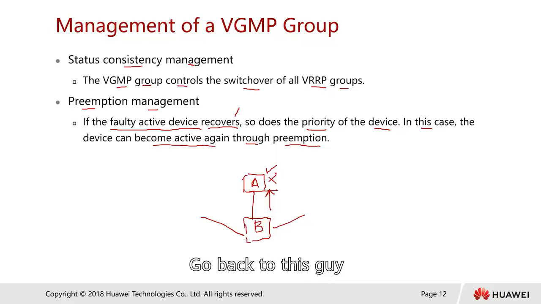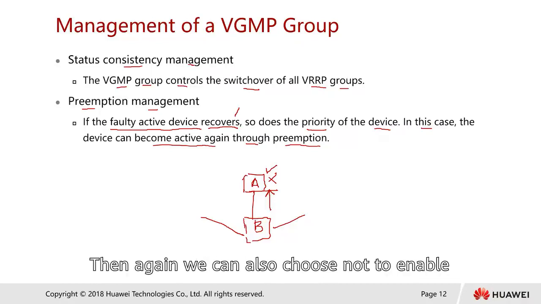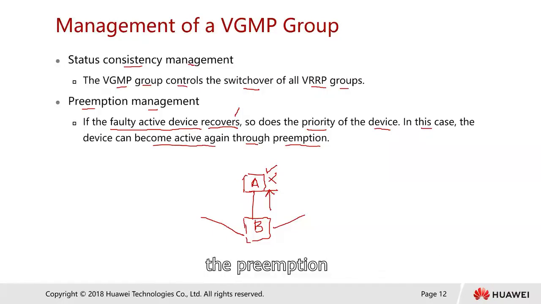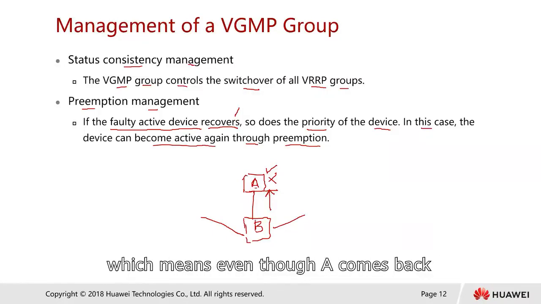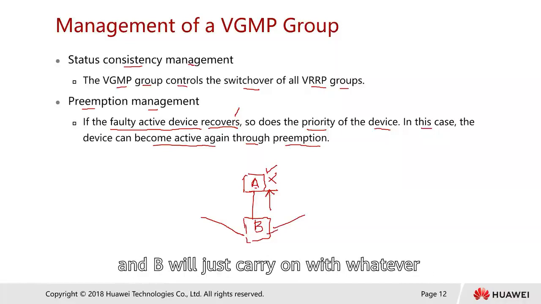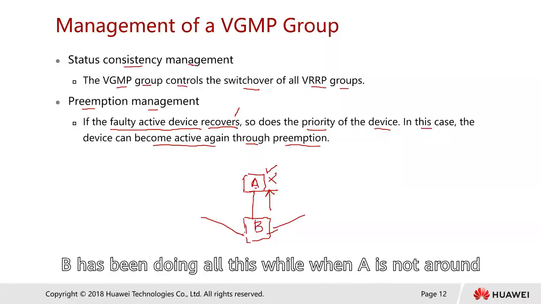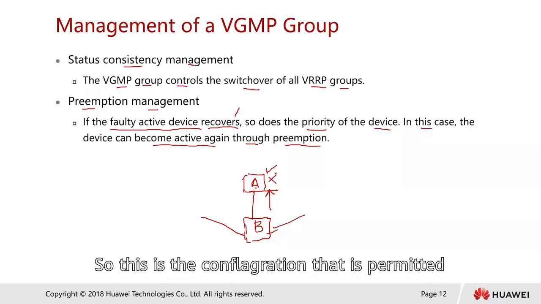Going back to this, we can also choose not to enable preempt, which means even though A comes back, B will just carry on with whatever B has been doing all this while A was not around. So these are the configurations which are permitted.